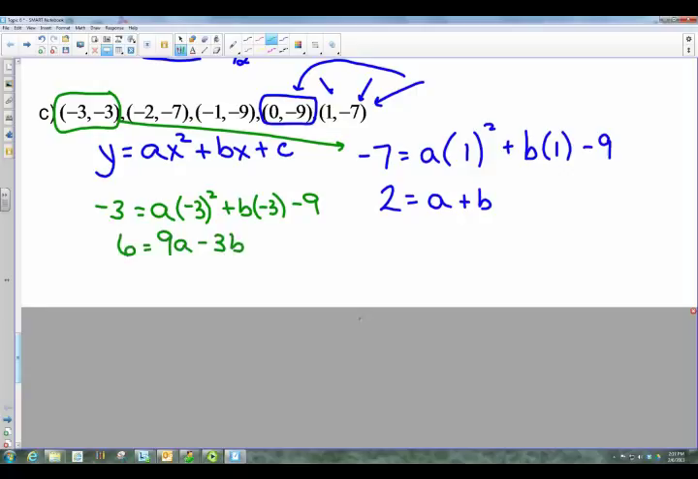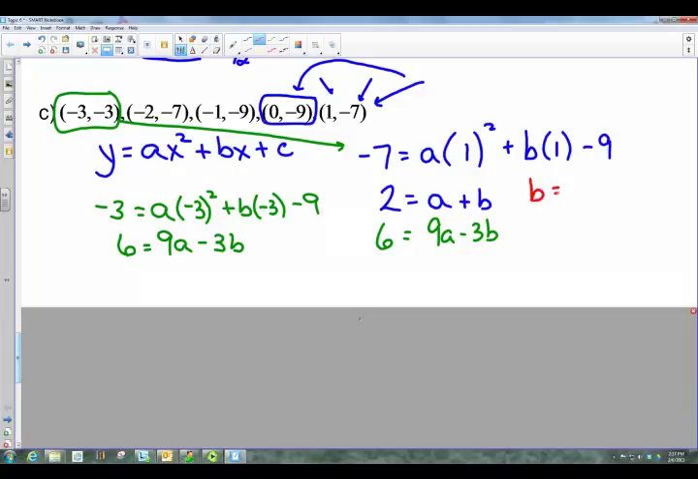And setting those up, you've got 6 equals 9a minus 3b. Now there's a bunch of different ways to go through it from here. If you've been introduced to substitution, you could use substitution. If you've been introduced to elimination, you can try elimination. Find a method that works for you and solve that out. Okay? One method that may be beneficial is to try substitution.